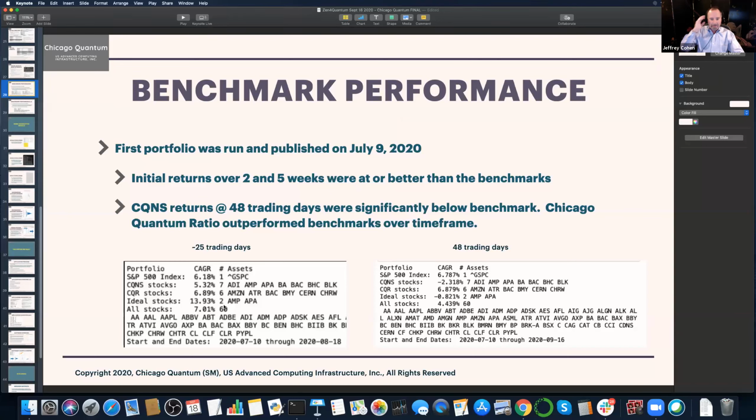But if I put it into perspective, 253 trading days versus 25 trading days moving forward, so it's a 10%, that felt good. The short-term trend of 10% seemed good. After 48 trading days, or about 20%, the Chicago Quantum Net Score started to behave differently. There was news. That kills you.